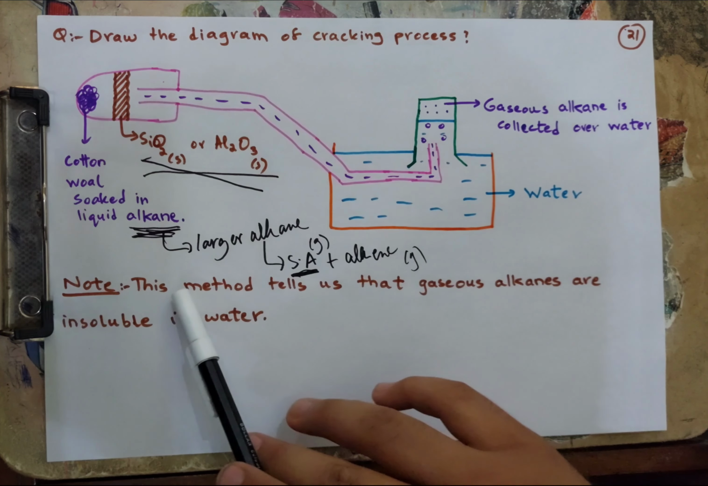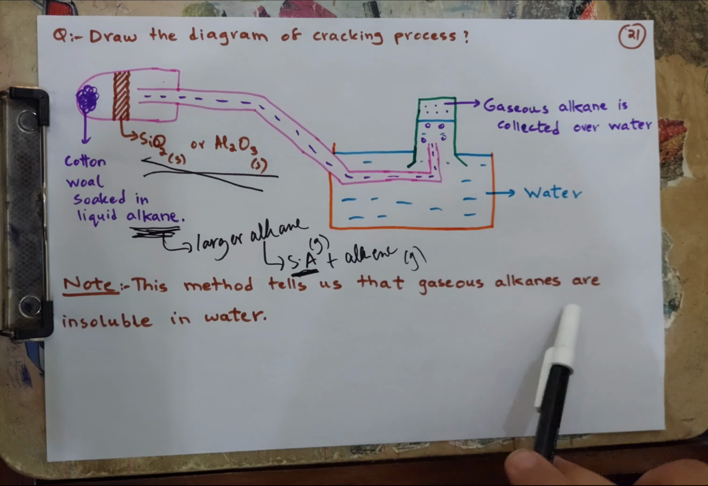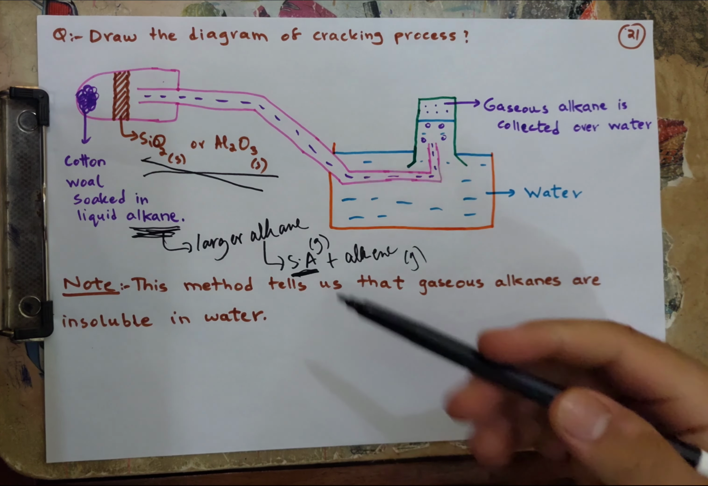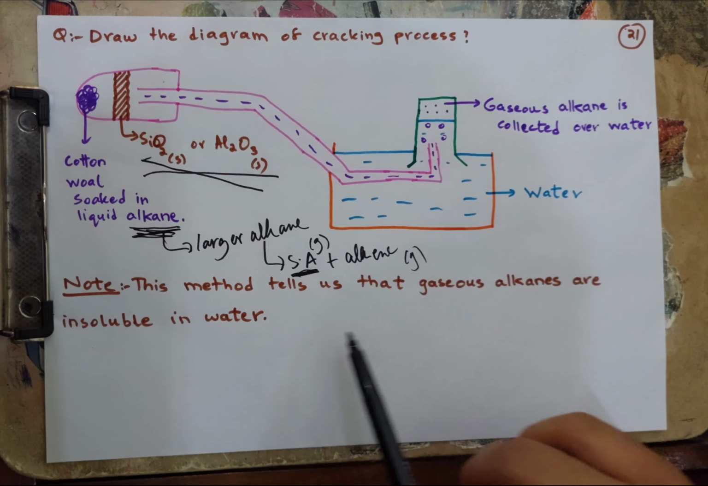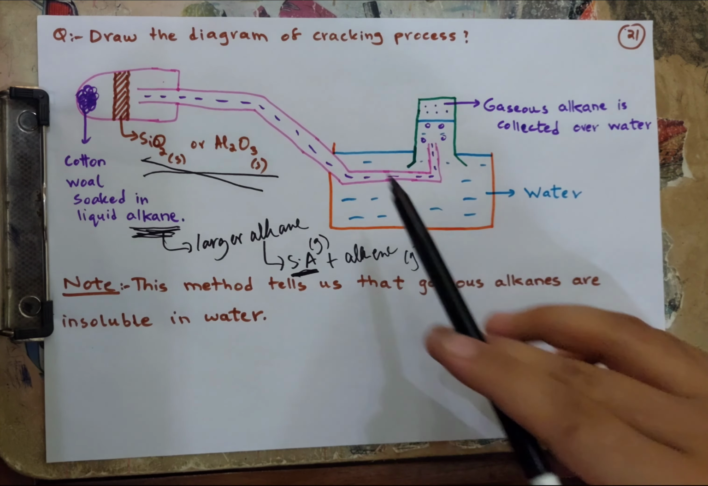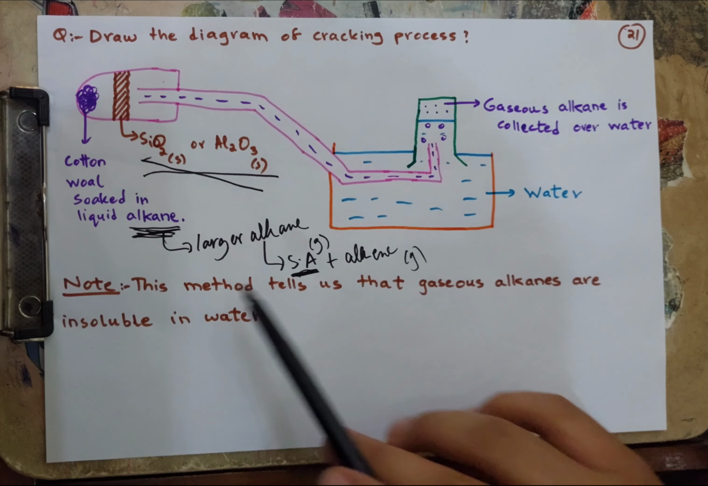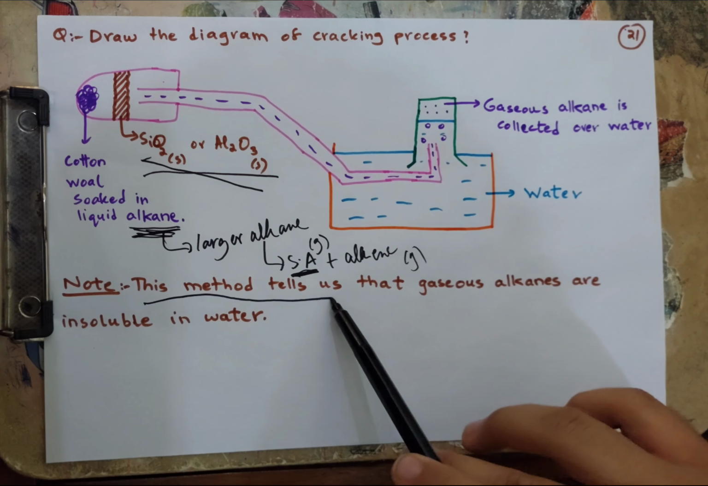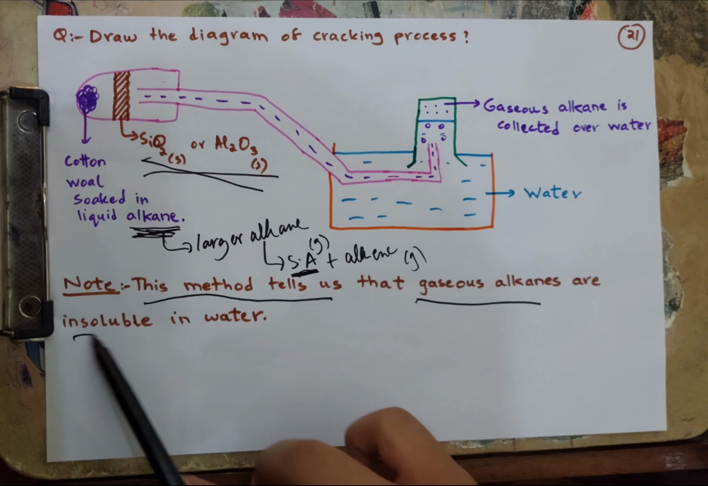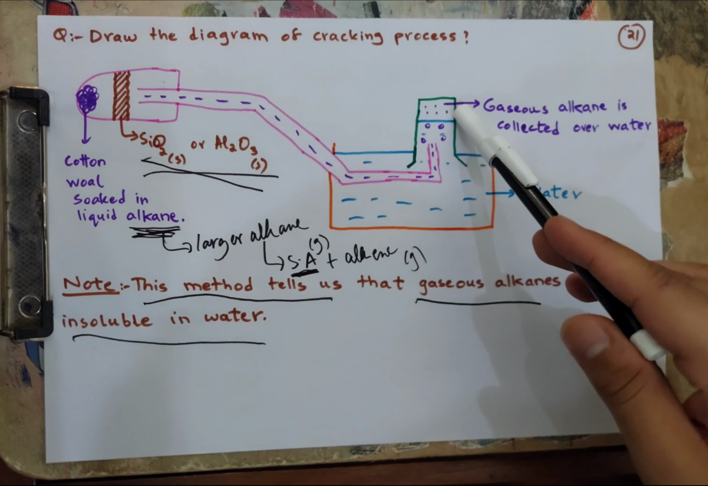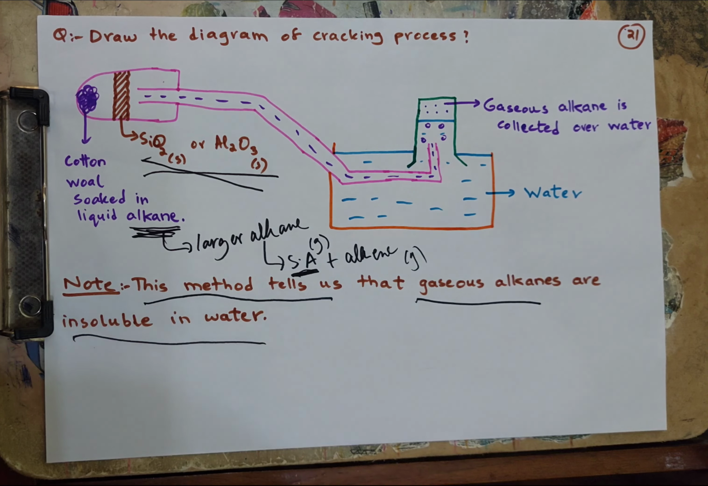Okay, this method tells us that gaseous alkanes are insoluble in water. The examiner can ask what is the significance of using water in this method. So we write this as the answer: gaseous alkanes are insoluble in water, so they are collected over the water in an empty space. This is the reason. Draw this diagram by yourself and memorize it.